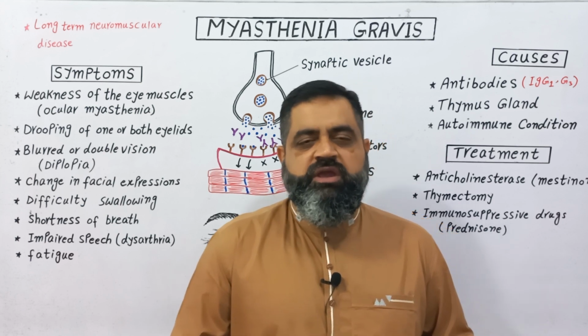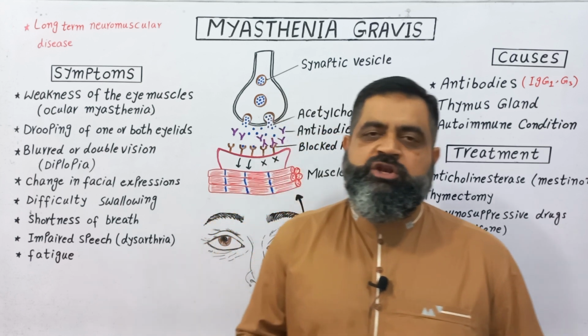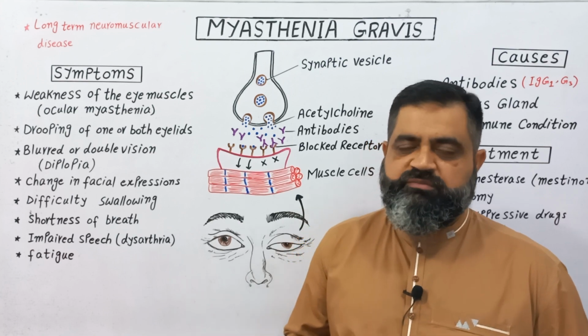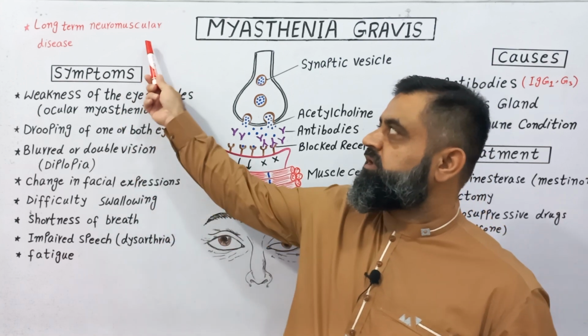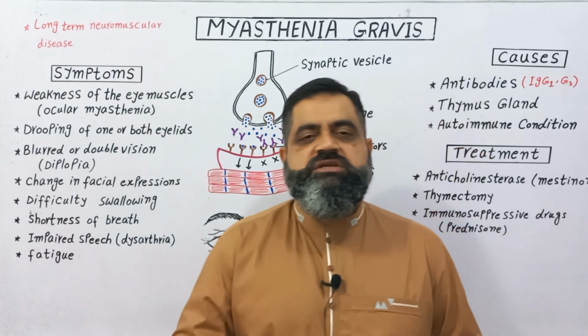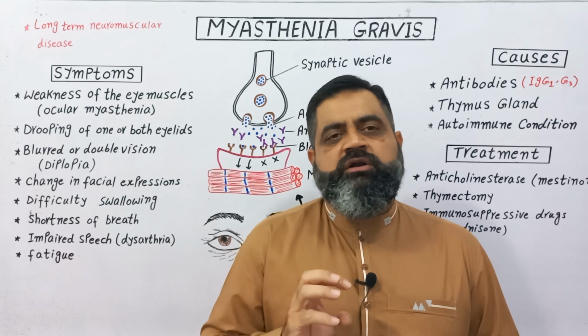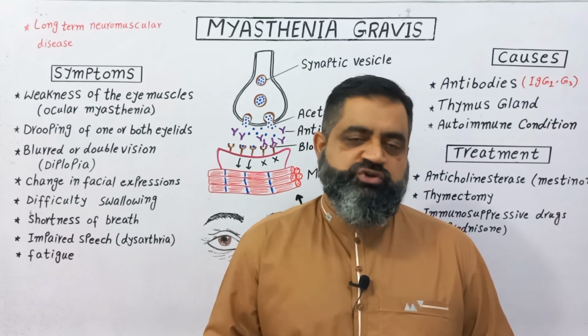In this video lecture, we are going to discuss a disease known as Myasthenia gravis. Myasthenia gravis is a neuromuscular disorder, which is a long-term disease. And this disease is usually the result of an autoimmune disorder.